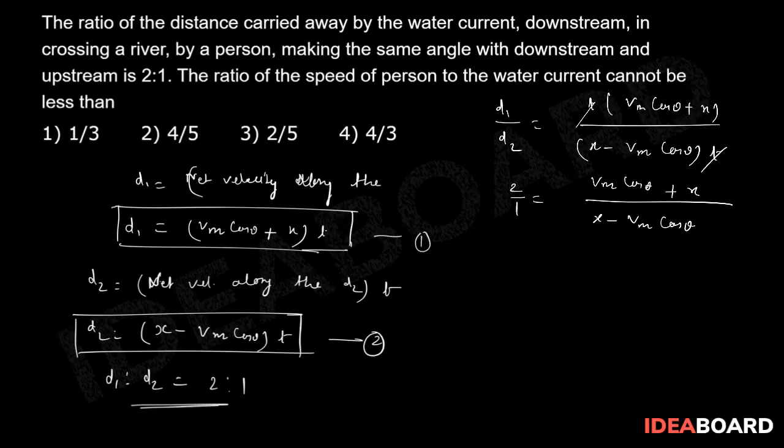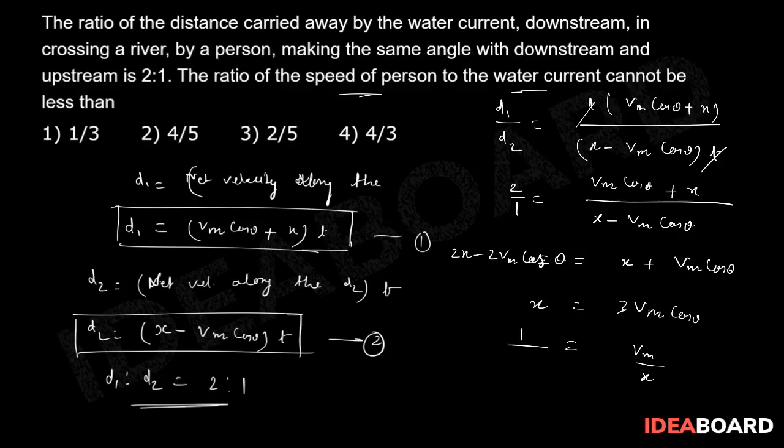Now they want the value of the ratio of speed of person to the water, that means the ratio of Vm and x. So from here 2x minus 2 Vm cos theta is equal to x plus Vm cos theta. So x will be equal to 3 Vm cos theta. We want the value of Vm upon x. This would be 1 upon 3 cos theta. So this is the ratio we were looking for.